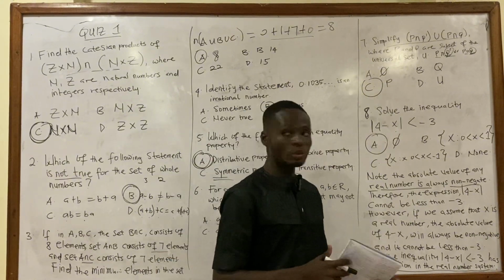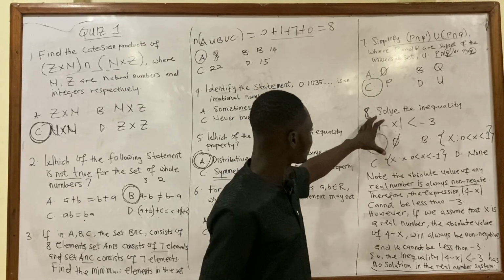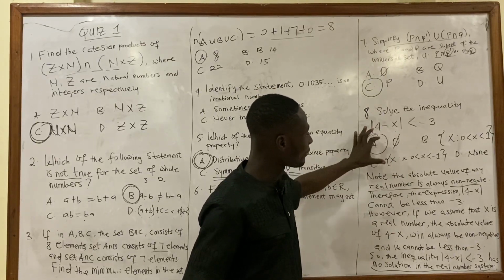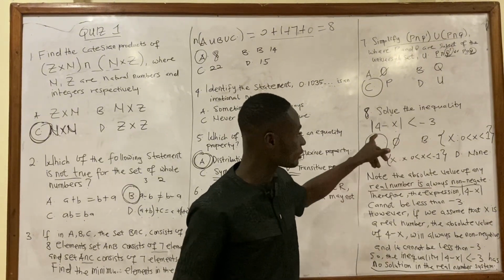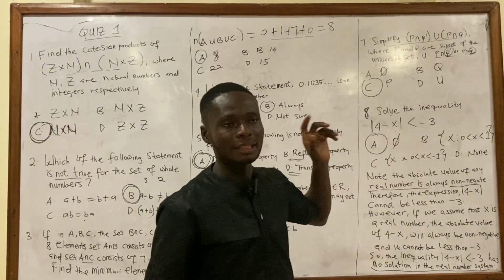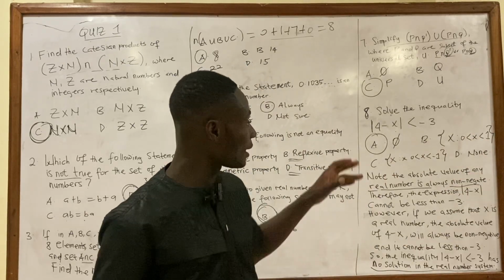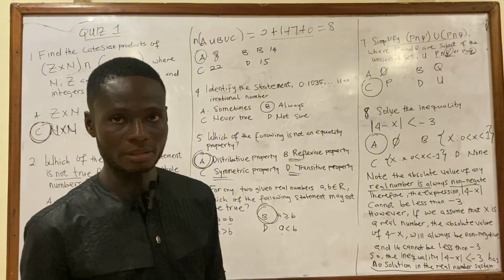So with regard to this question, the answer is the empty set, because the absolute value of a number should not be less than or equal to a negative number. So that's it for this question. All right, thank you very much.